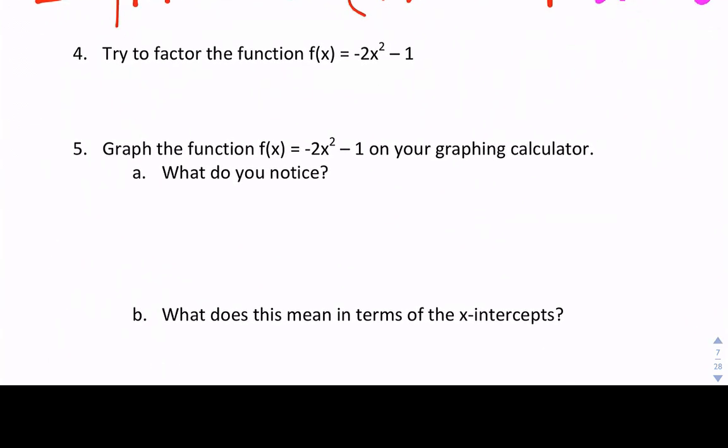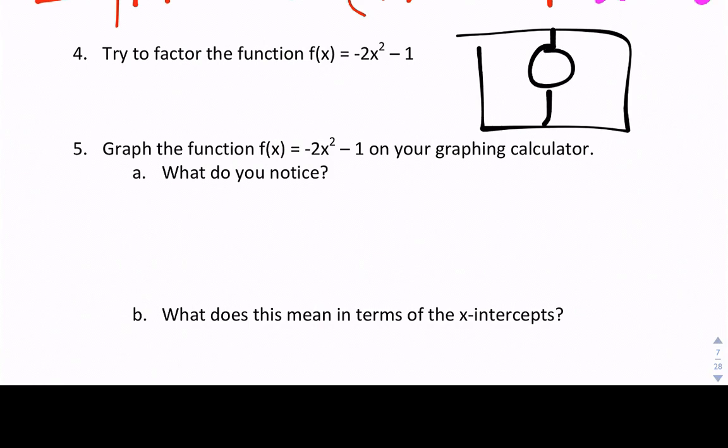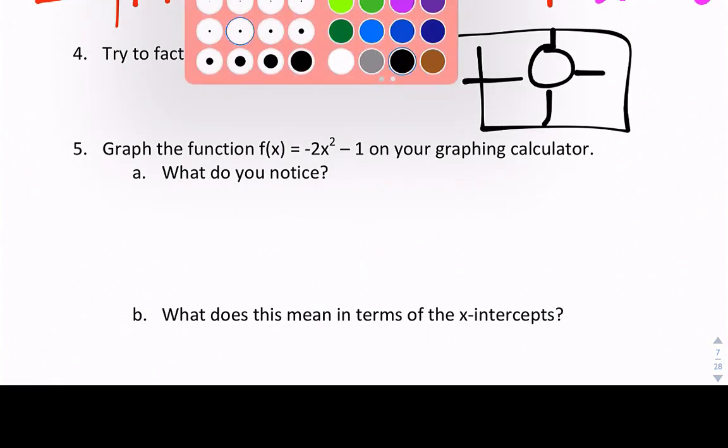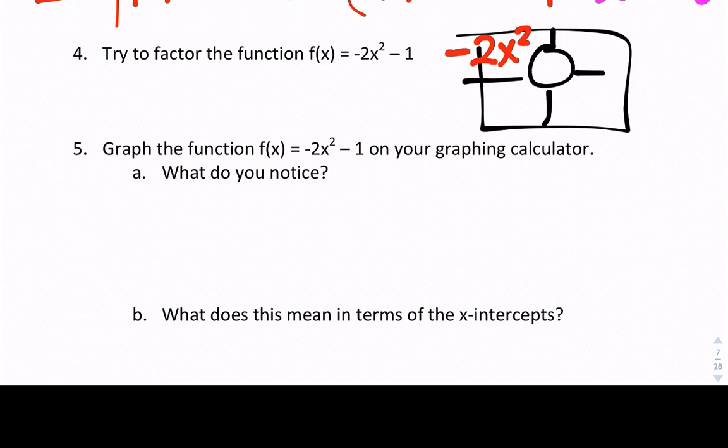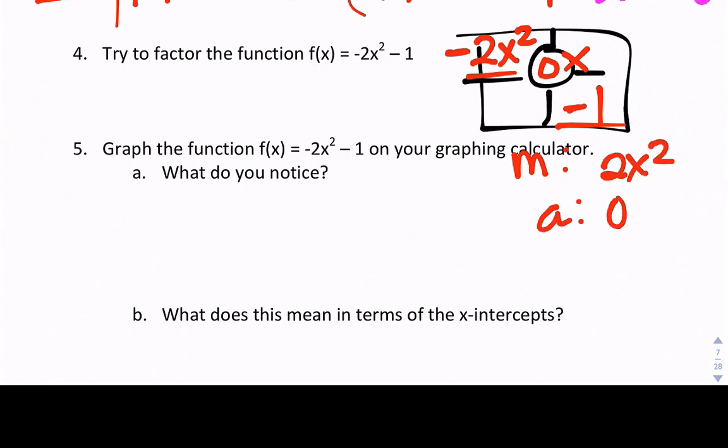Okay, let's take a look at this one. Try to factor -2x squared minus 2. All right, so can we pull out a greatest common factor? No. Let's try it in a box and see if that factors. So in our box we have -2x squared, a 0x, and a -1. We want to know what multiplies to the first and the last box, so 2x squared, and adds to 0. Are there any numbers that multiply to 2 that add to 0? There's not, so we can't factor. Not factorable.